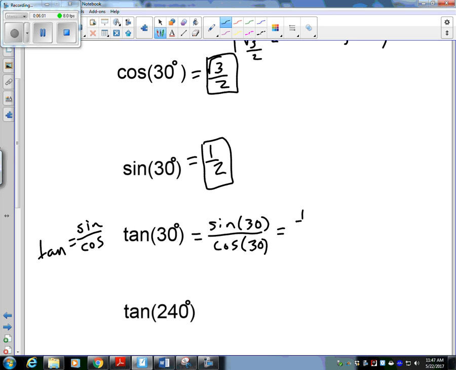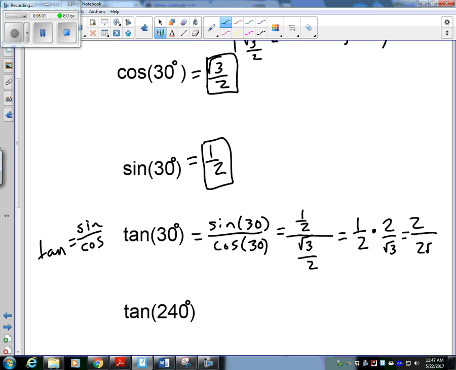And that is divided by the cosine of 30, which is the square root of 3 over 2. Now we have a fraction divided by another fraction. You keep that first fraction the way it is, change the division to multiplication, and do the reciprocal. So multiply by 2 over square root of 3. Keep it, change it, flip it. Multiply straight across, you get 2 over 2 square root of 3.